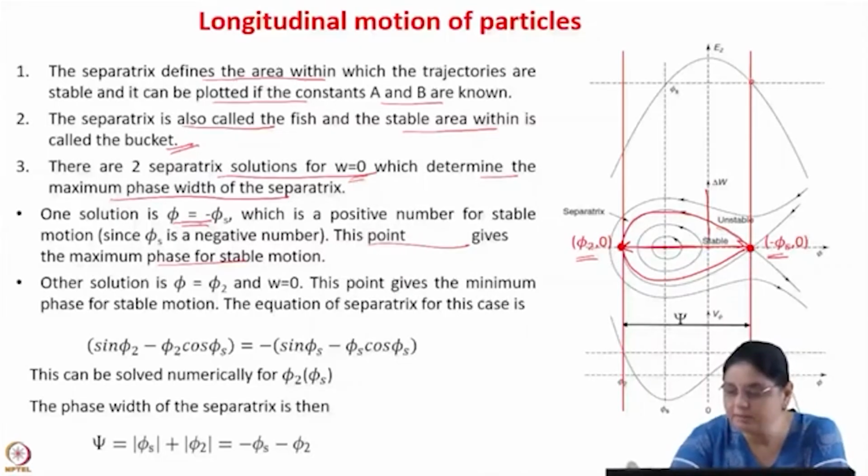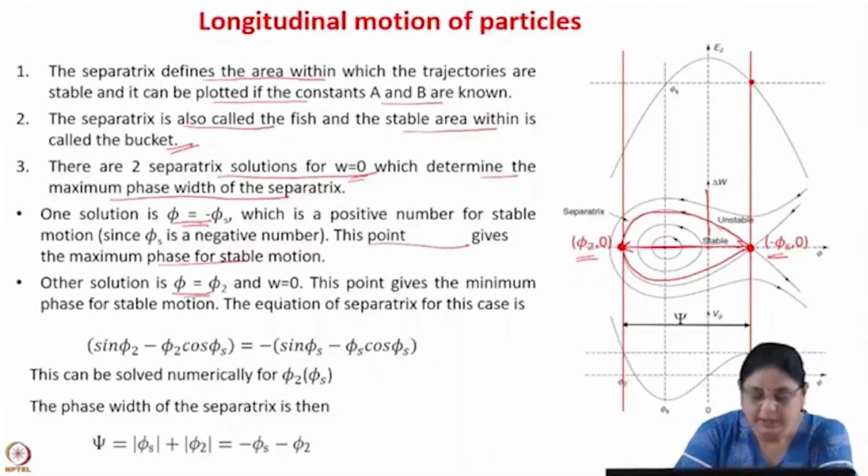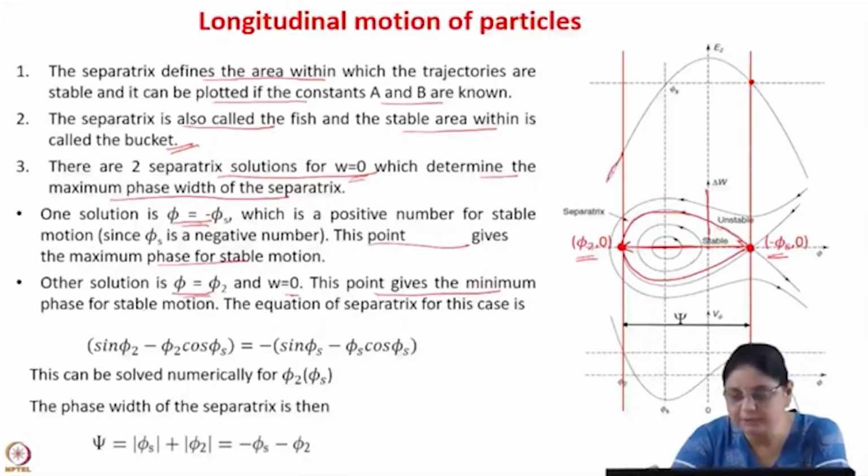This point gives the maximum phase for stable motion. Any particle lying beyond this point will execute unstable motion. The other solution is phi equal to phi 2, with W equal to 0. This point gives the minimum phase for stable motion. So any particle with a phase lying below this phase will again execute unstable motion.